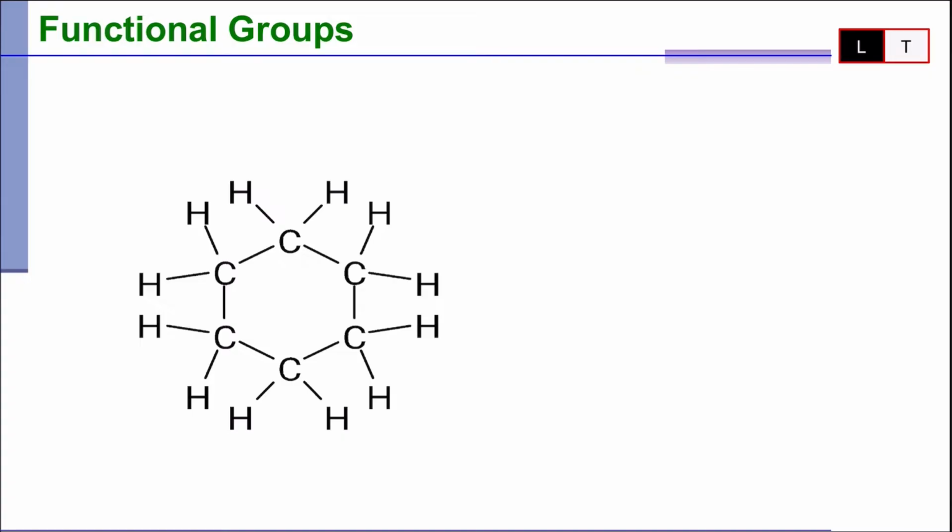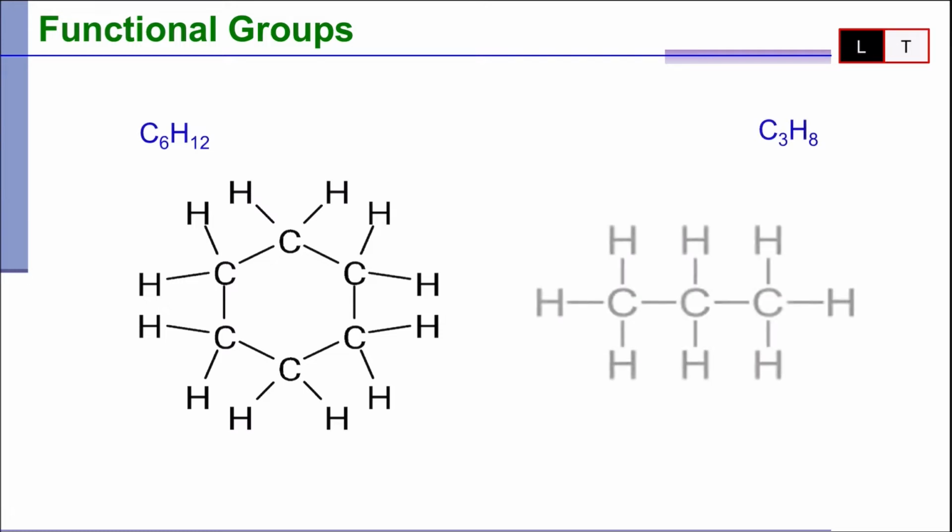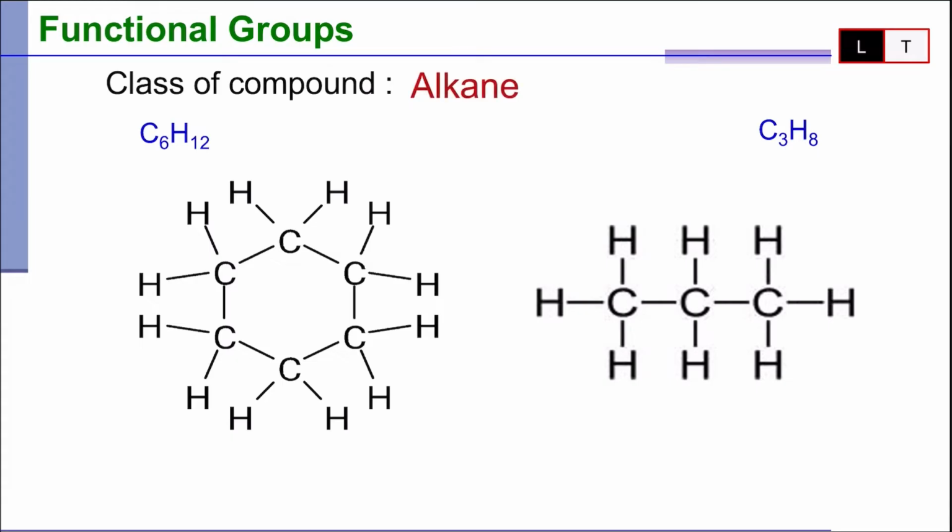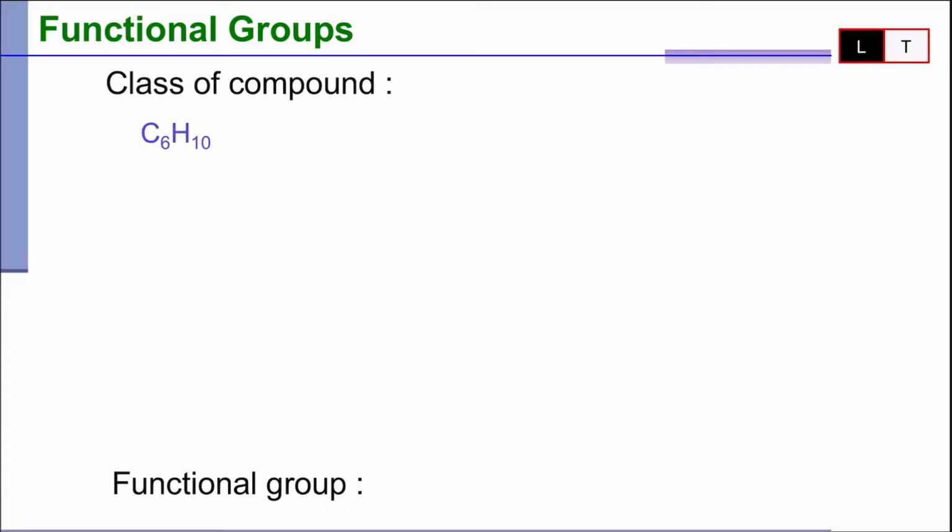So, get ready, we are going to learn several functional groups yang awak perlu hafal dan awak perlu tahu. We will start with this compound. Kalau lihat, kita ada C6H12 ataupun C3H8. Kalau nampak kat sini saya ada hydrocarbon di mana compound tu hanya ada carbon dan hydrogen. For this compound, kita tak ada functional group sebab dia adalah alkane. Okay, so ini adalah benda pertama. Alkane tiada functional group.